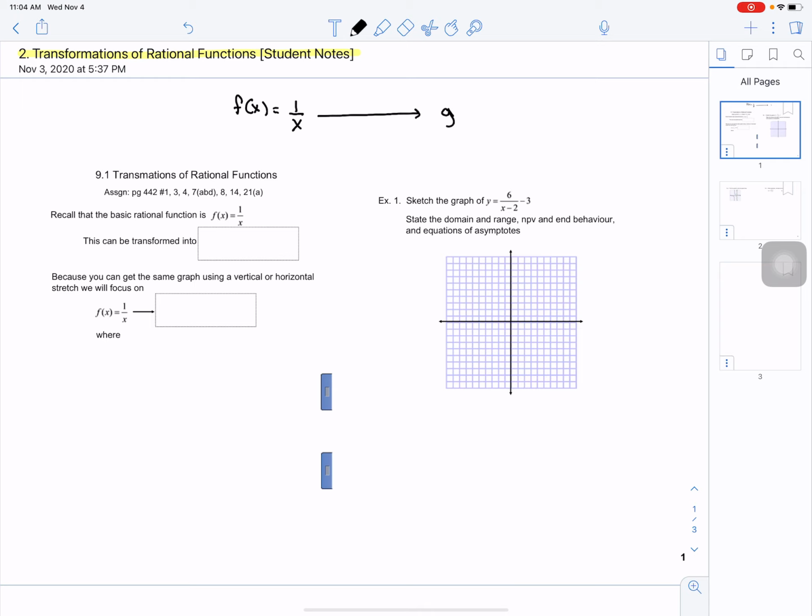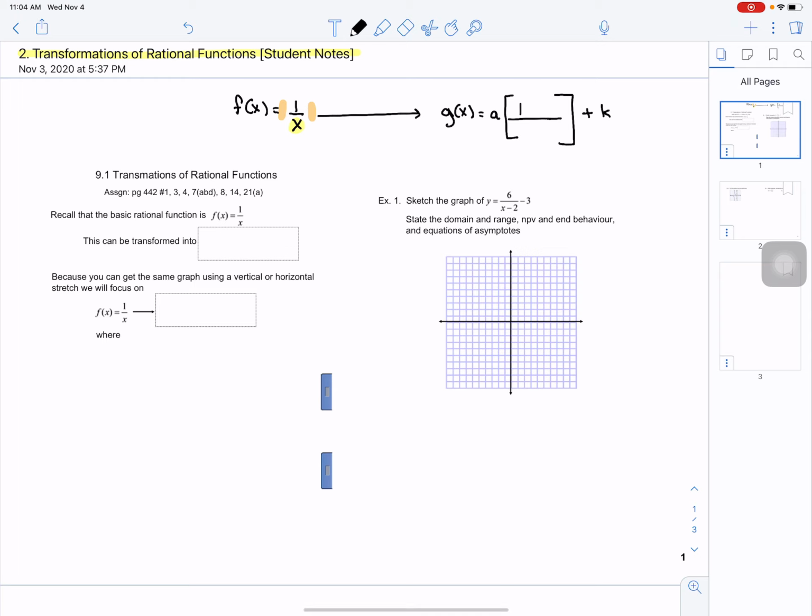So I'm going to say g of x is equal to, so normally if you remember, wherever the x is becomes my inside of my function. Wherever the outside is becomes my outside. So right there and there. So I'm going to write 1 over, and I'm going to put a bracket around here. And then my plus k for my vertical translation goes on the outside.